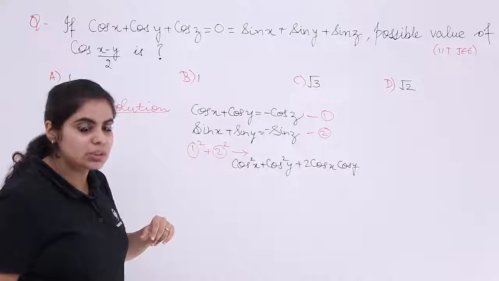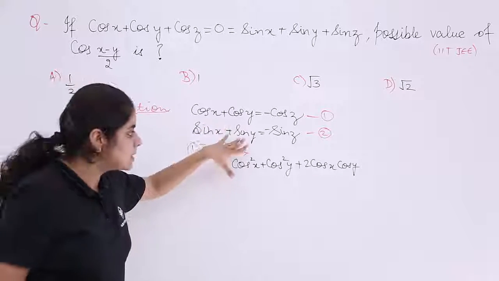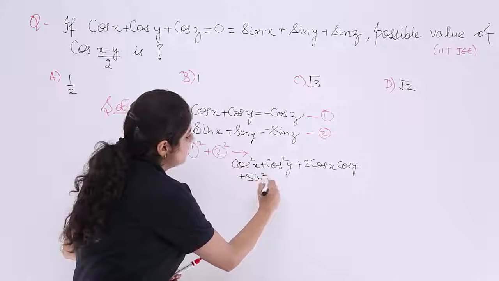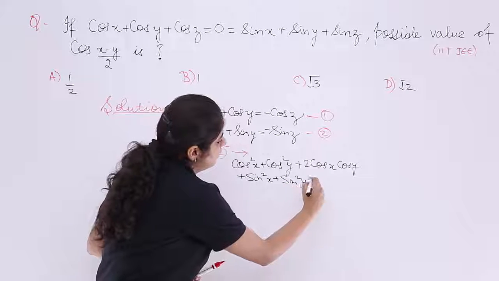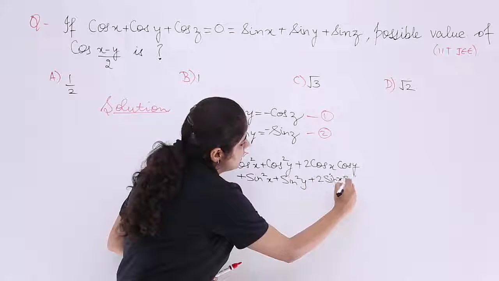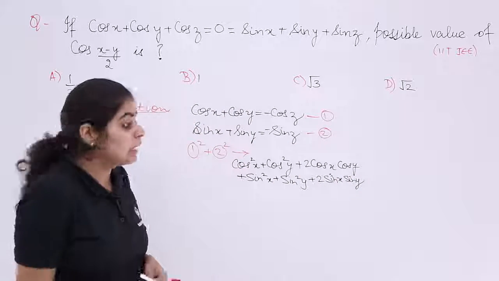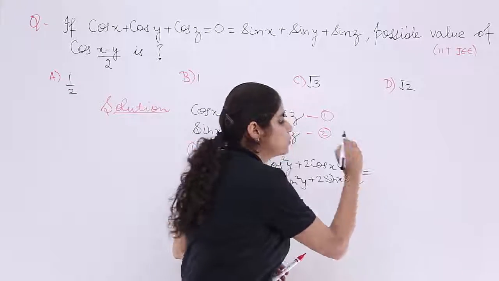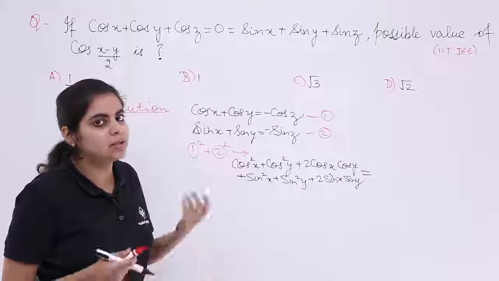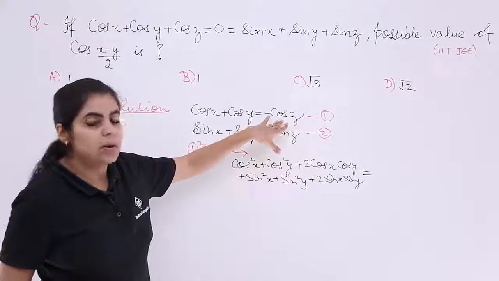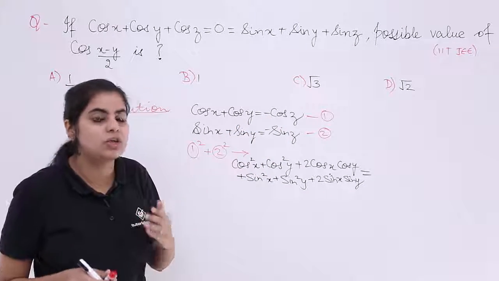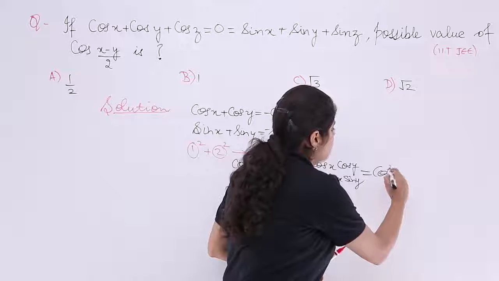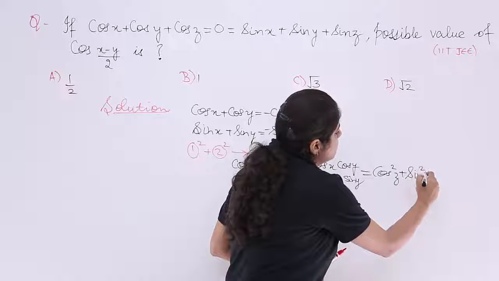Second equation left hand side square would be what? Sin square x plus sin square y plus 2 sin x sin y. Let's write it. Sin square x plus sin square y plus 2 sin x sin y. This is about the left hand side. What about the right hand side? Put the equal to sign and then again follow the same thing, do the whole square and add. It becomes minus cos z whole square, which is cos square z, and here it becomes sin square z. So it is cos square z plus sin square z.